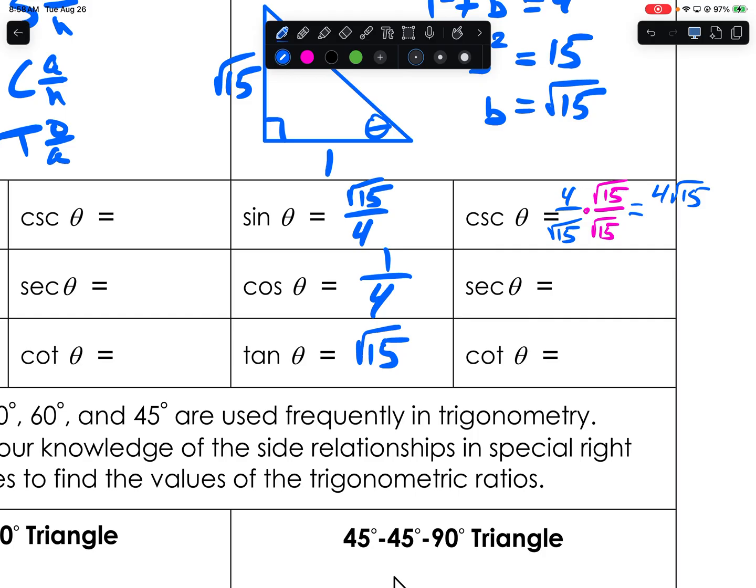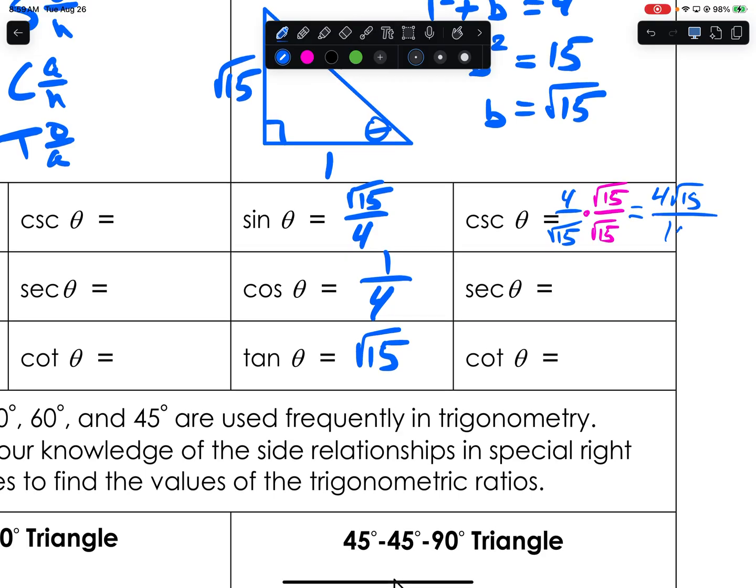Square root of 15 times square root of 15 is square root of 225, which is just 15, right? When you multiply two square roots with the same number under, you just end up with that number under the square root. So it's 4 square root of 15 over 15.